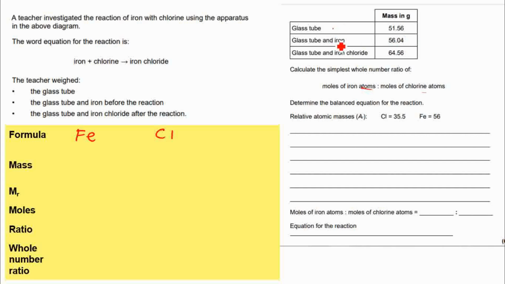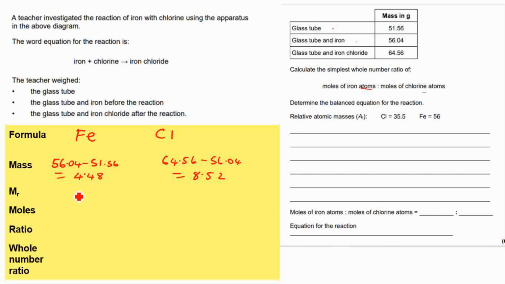So the glass tube and the iron, it's going to be 56.04 minus 51.56. And that's going to give me an answer of 4.48. And then now we have the glass tube and the iron chloride. So it's going to be subtracting 64.56 minus 56.04. And that's giving me an answer of 8.52.